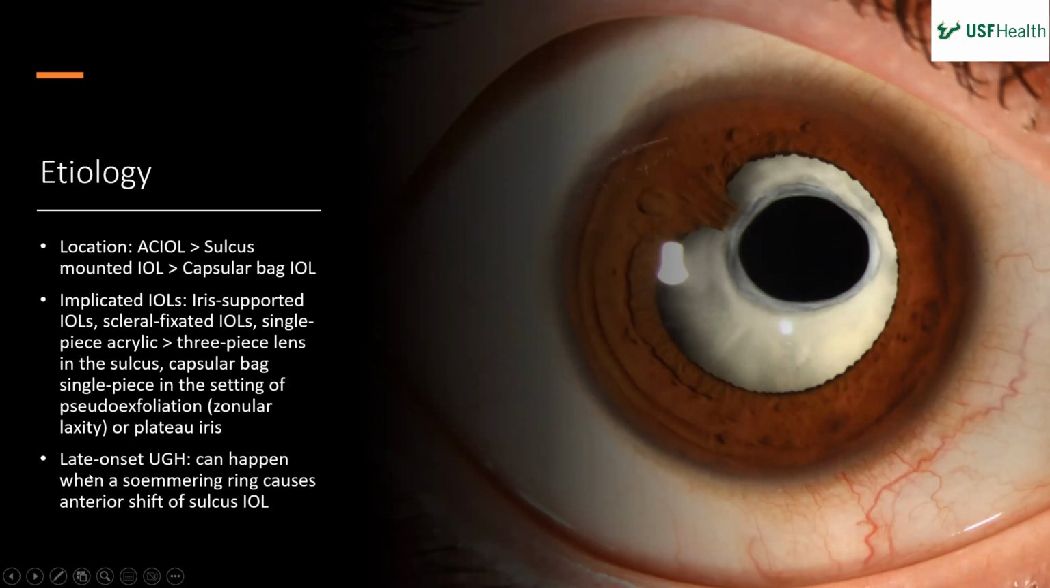Lastly, you could also get a late onset UGH if you have a sulcus IOL and then develop a Soemmering ring. After you do a capsulorhexis, sometimes these epithelial cells tend to clump up. They form a little white material like a scar, and that can push your sulcus mounted lens anteriorly, increasing your chance of getting a late onset UGH.